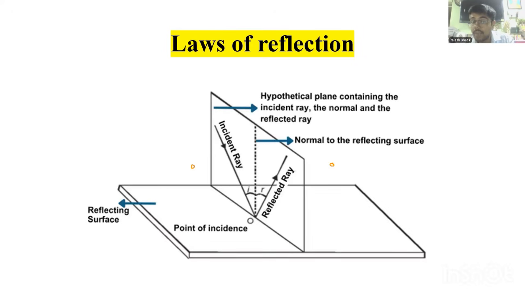The incident ray and the angle of incidence i is equal to r. The angle of incident ray and the angle of reflected ray are both equal. What is the second law? The incident ray, the reflected ray and the normal ray all lie in the same plane.